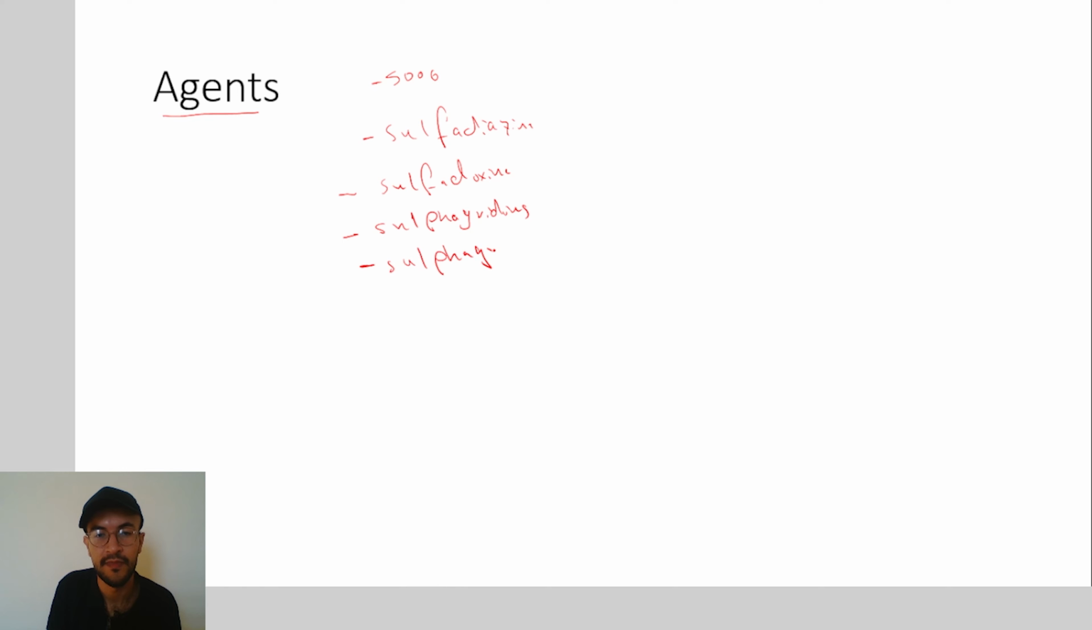So let's start by talking about the sulfonamides agents, and we have a lot of different sulfonamides, almost 5,000 different sulfonamide compounds. Examples include the sulfadiazine, the sulfadoxine, the sulfapyridine, and sulfaguanidine, and sulfamethoxazole. Those are among the most used sulfonamide agents.